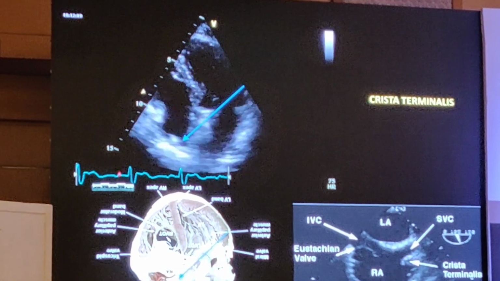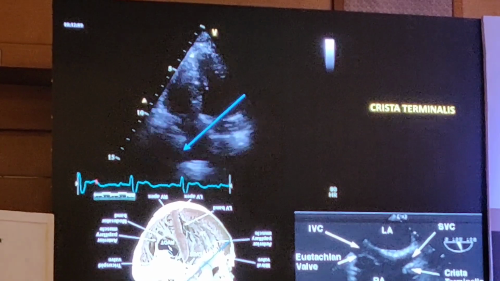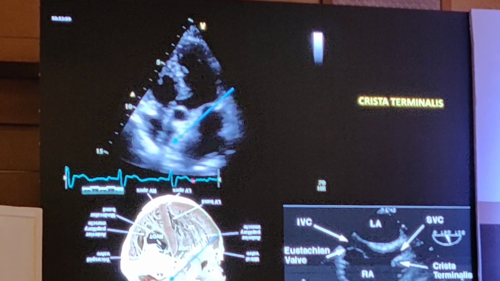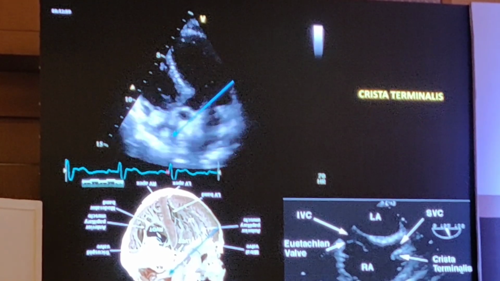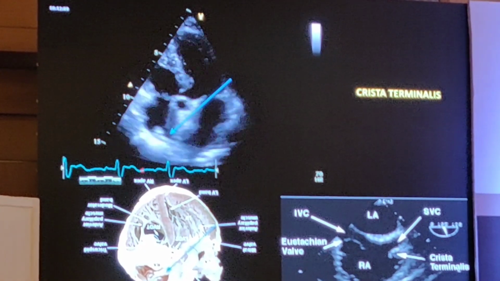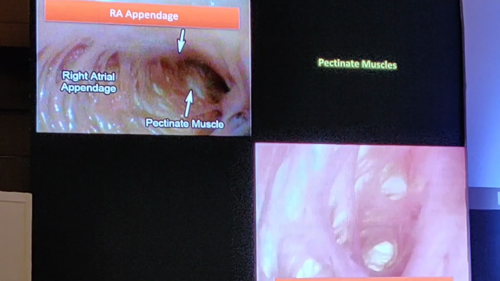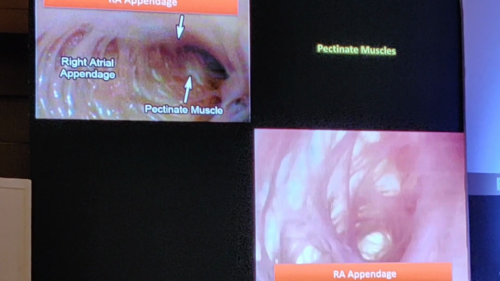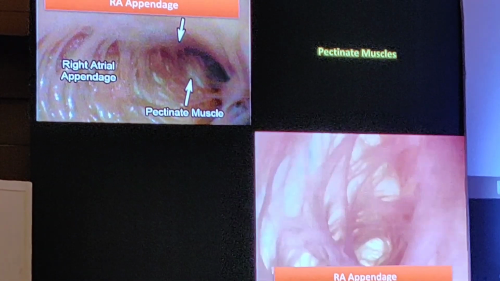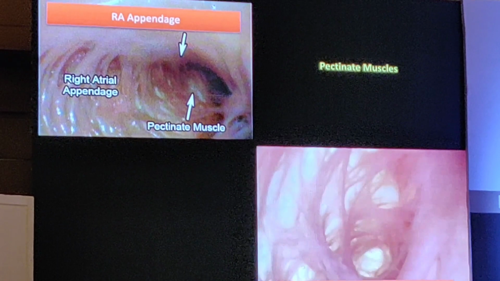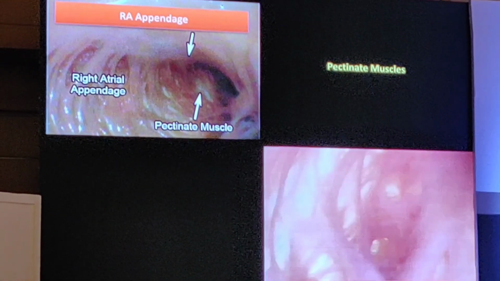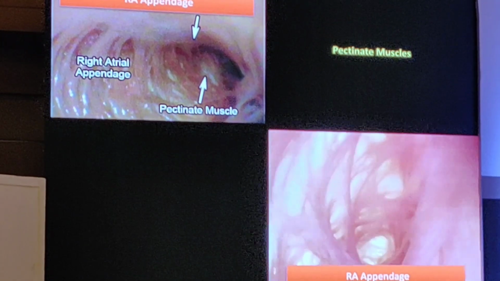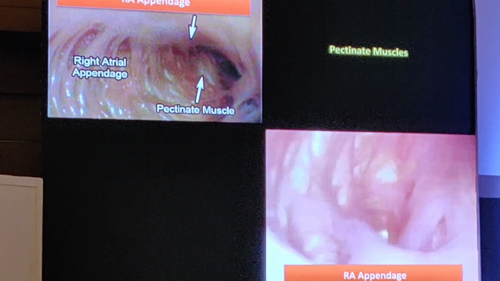You see its close relationship with the SVC, the prominent area, hook-like, beak-like, associated close to the RA appendage. Then you have the pectinate muscles. This is more seen when you're doing transesophageal echoes. You have these series of muscular ridges as it goes deeper and deeper into the appendage. So it can be the right atrial appendage.